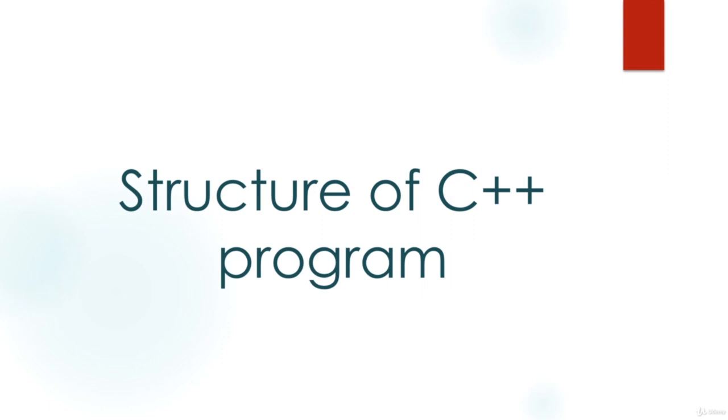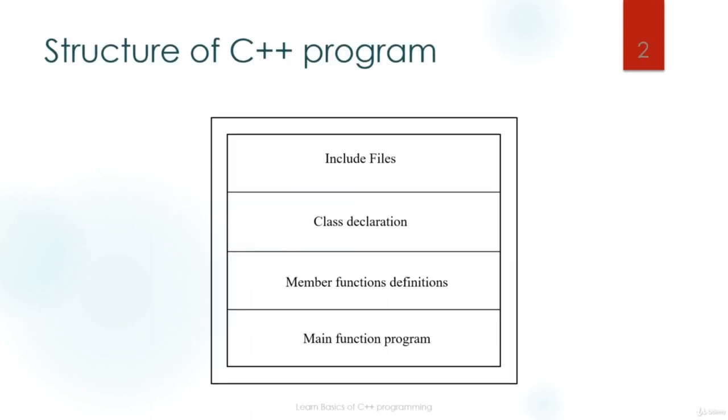In this lecture, we are going to study the structure of the C++ program. A sequence of instructions or statements is called a program. The statements or instructions form the structure of the C++ program. The C++ program structure is divided into various sections, namely header, class definition, member function definition, and the main function.